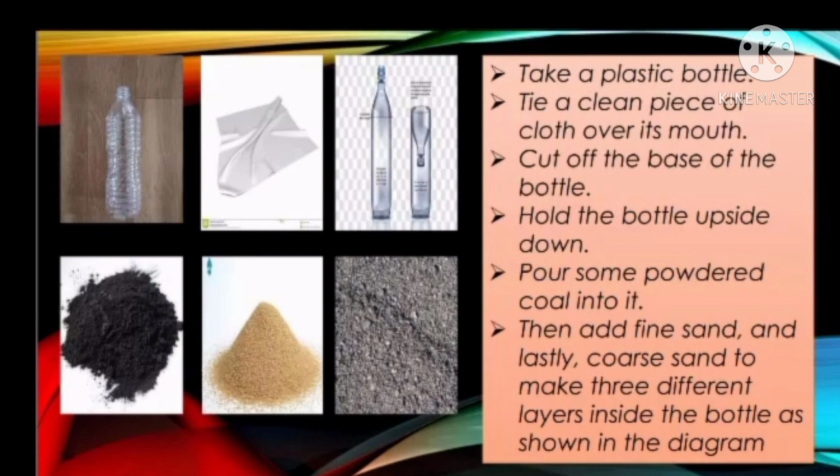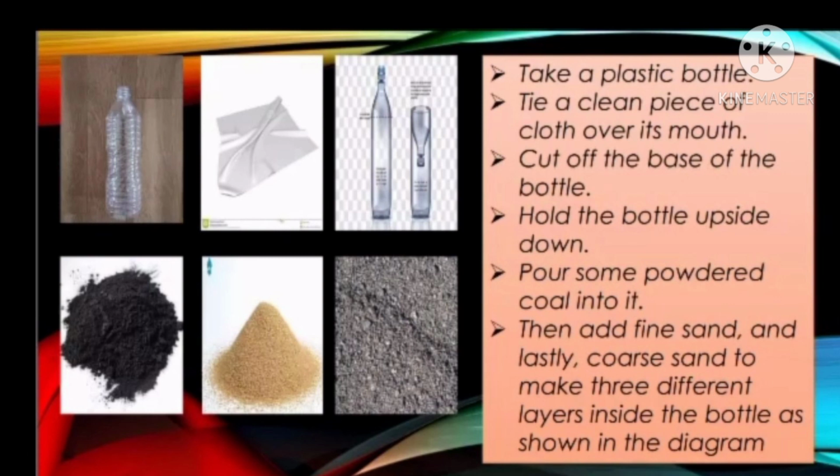Try this. Take a plastic bottle, tie a clean piece of cloth over its mouth. Means on the mouth of a plastic bottle you have to tie a clean piece of cloth. Okay, it should be cotton. Cut off the base of the bottle. What do you have to do to the base of the bottle? You have to cut it. Hold the bottle upside down as you can see in the figure. In the textbook, a diagram is given.